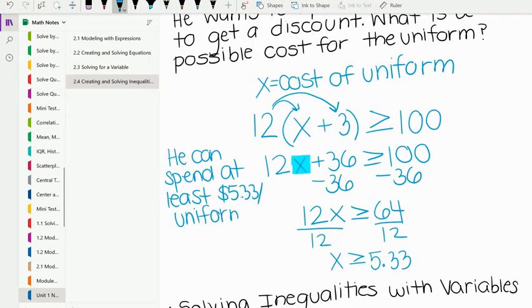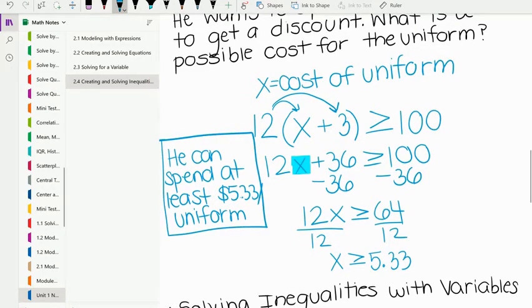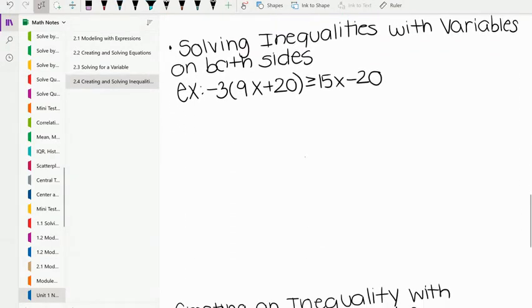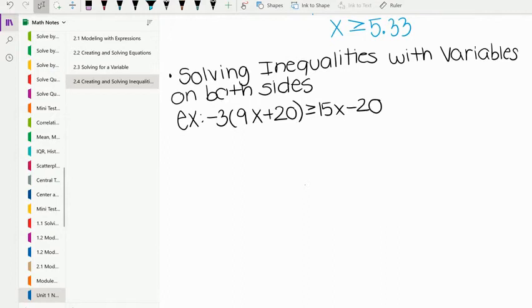Moving on to the next thing, it's very important that you do what I just did and write that sentence, because just writing the inequality answer isn't answering what the question was asking. The next thing is solving inequalities with variables on both sides. We've done this already with equations, so it's pretty similar. We just have an inequality sign now.